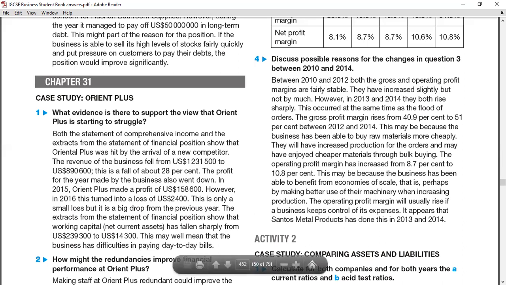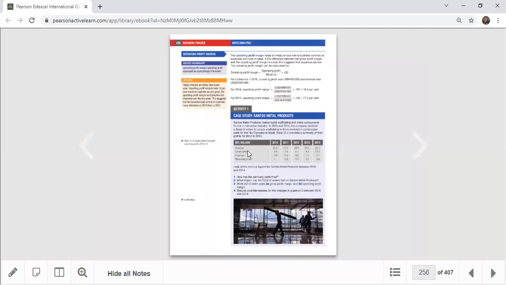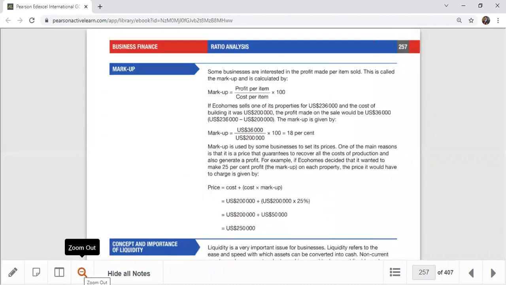Okay. Now we have talked about the gross profit margin and the operating profit margin. I hope that you can understand these two points. Now I'm going to teach you another one, markup. Markup is also classified as a profitability ratio. The formula is markup equals profit per item over cost per item. Sometimes they calculate this as gross profit over cost of sales times 100.